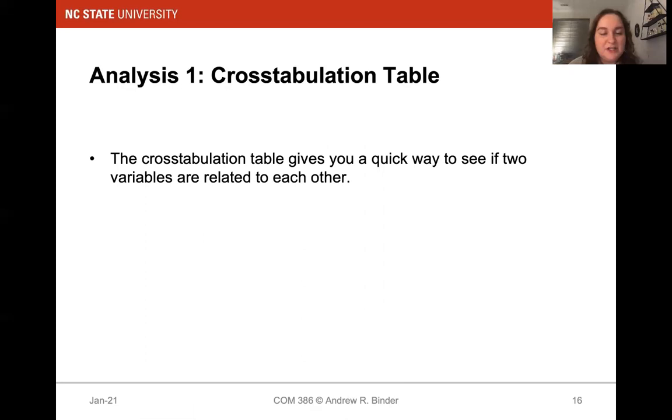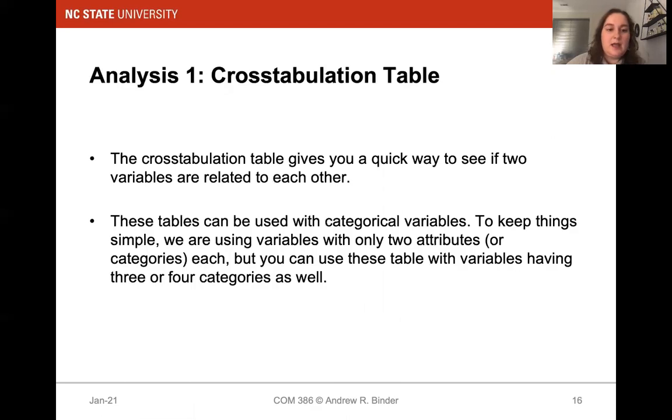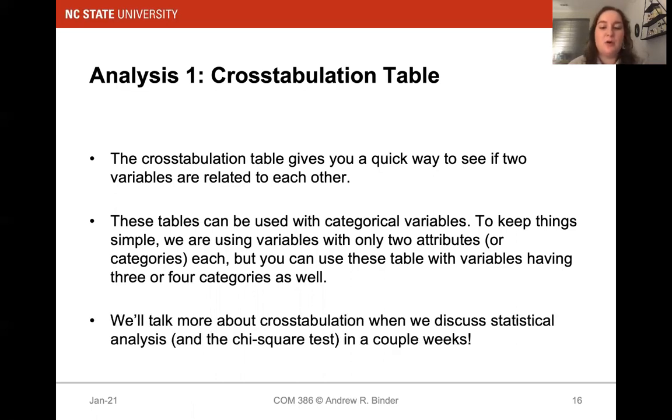So essentially these cross tabulation tables just give you a quick way to see if two variables are related to each other. They can be used with categorical variables, and to keep things simple, we're using variables with only 2 attributes or categories each, which we talked about, and that'll be for both your independent and dependent variables. But you can use these tables with variables having 3 or 4 categories as well. So again, note, we will be doing 2 attributes. You can go beyond that if you choose. And we'll talk more about that in a couple of weeks when we move into some different types of statistical analysis. So just keep cross-tabulation tables in the back of your mind until then.